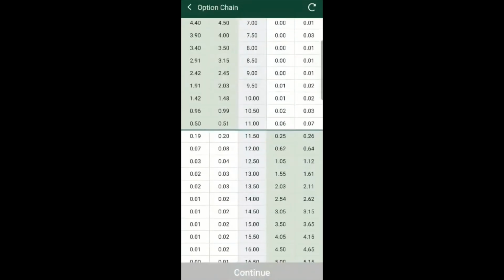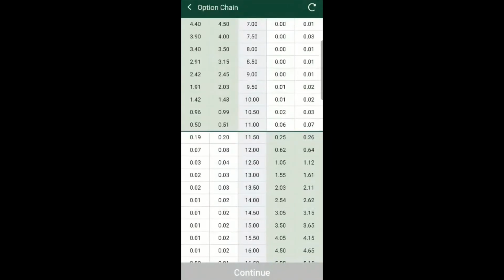Because the same thing, if you had an $11.50 put, it expired in the money. So you are obligated to sell 1,000 shares at $11.50. So if you don't have those shares, what is your broker going to do? And it can get costly.